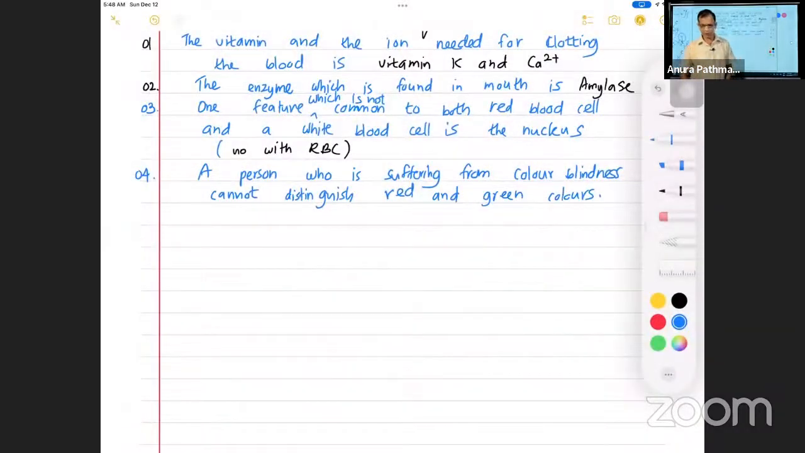A person who is suffering from color blindness cannot distinguish red and green colors.